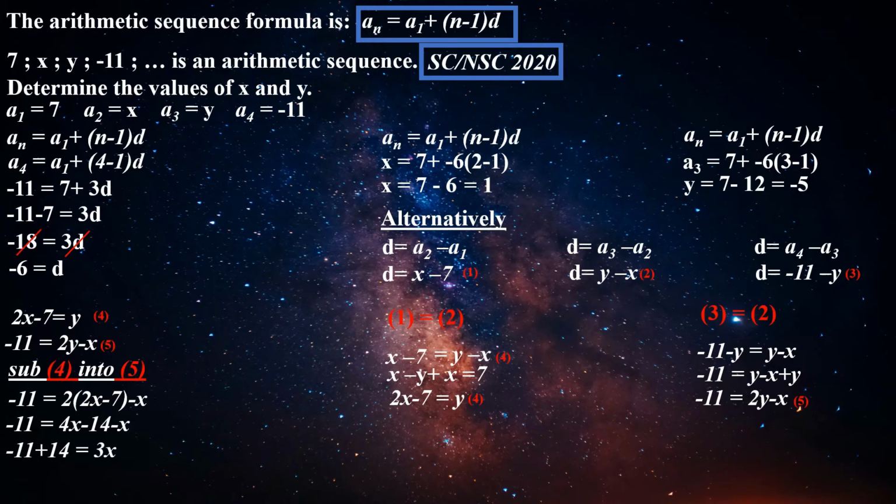And we're going to have negative 11. We're going to add 14 on the other side, so it's going to be plus 14, equals 3x. Now it's time to divide both sides by 3, and if we do that, we're going to get our x as 1. So if we have our x as 1, now we're going to use equation number 4 to find the value of y. So I'm going to say 2 times 1, minus 7. So it's going to be 2 minus 7, and that will give us minus 5. So we still have the answer.